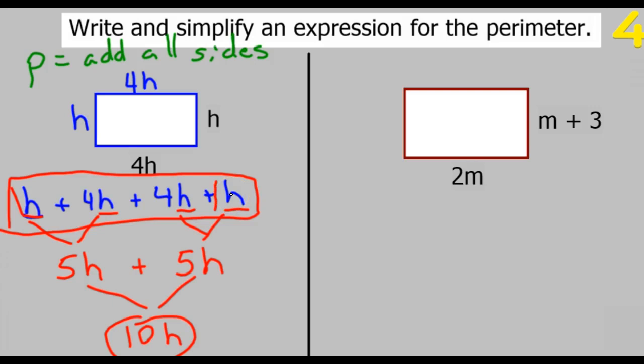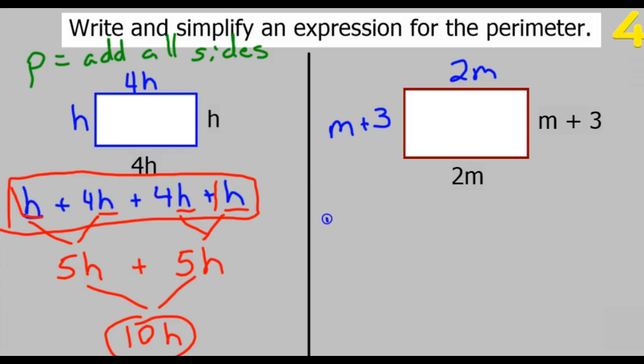Now here we have another one that's a little bit different. We still have a rectangle, so we know that the opposite sides are equal. So here's 2m, that means that this side is going to be 2m as well. This side is m plus 3, so we know that this side is going to be m plus 3. Now we're going to add in some constants, or numbers that don't change, numbers without variables.